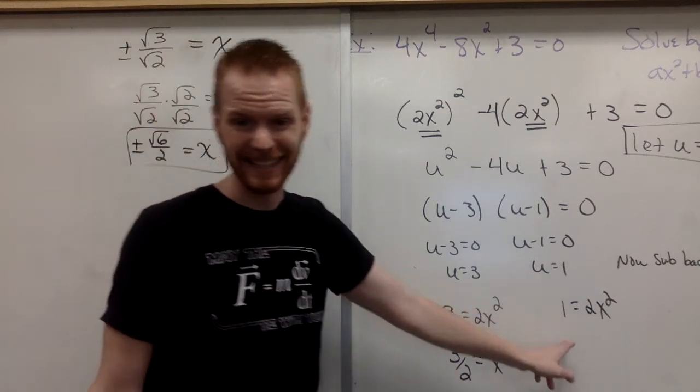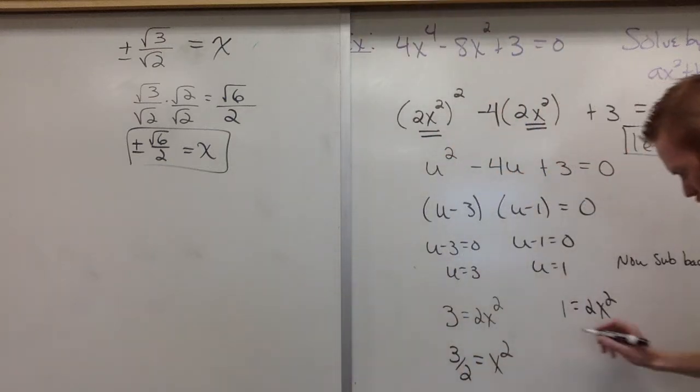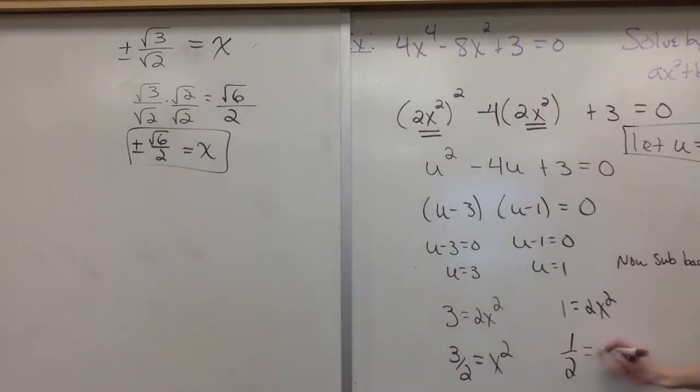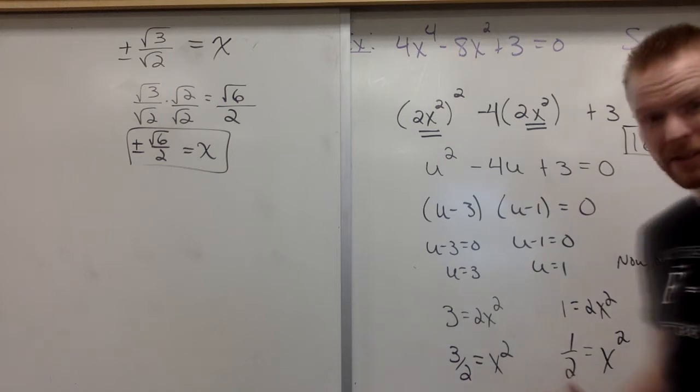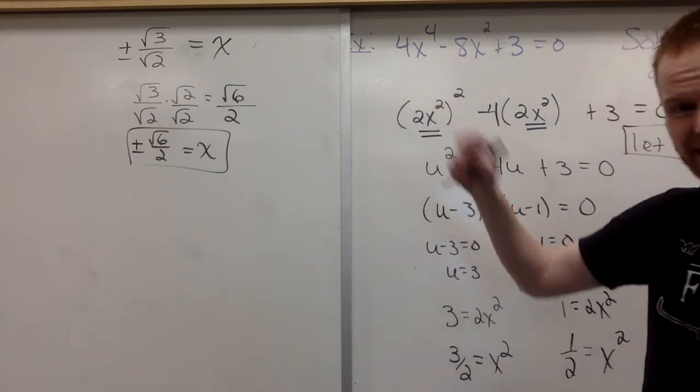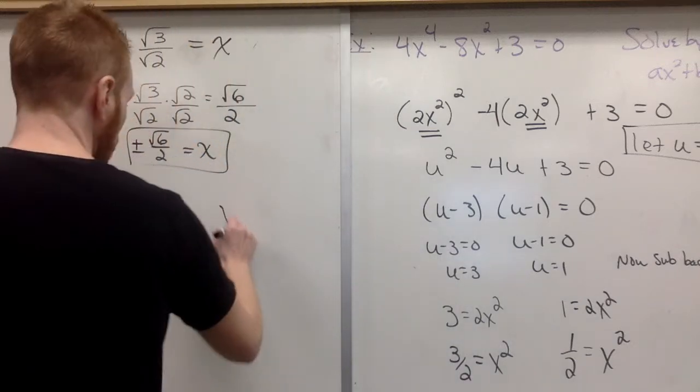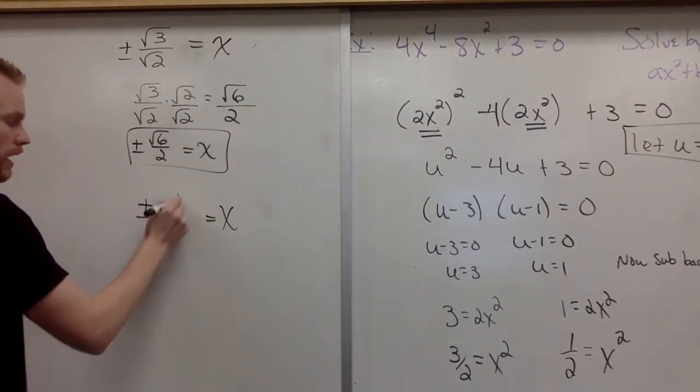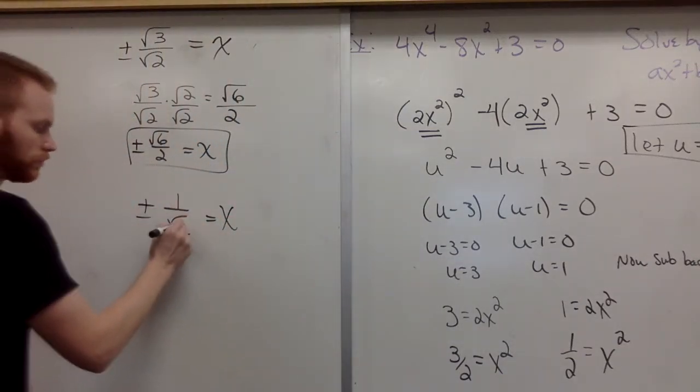All right, let's go back to this one now. Divide both sides by 2. I get a half equals x squared. Do you kind of see what's going to happen already? It's going to be just like this. So let me write it over here. So x is equal to plus or minus 1 over square root of 2.